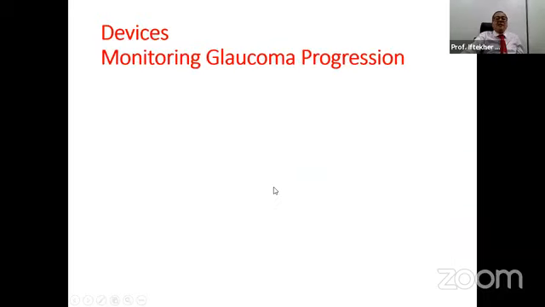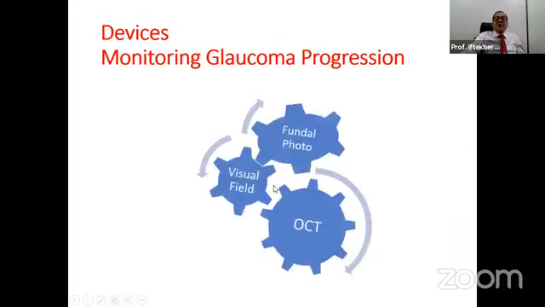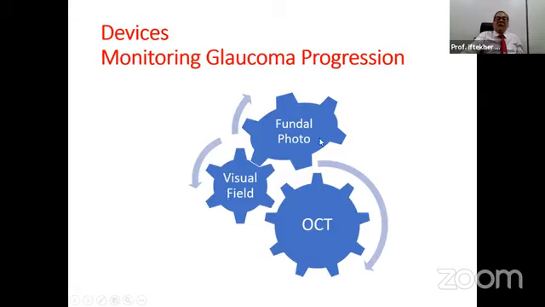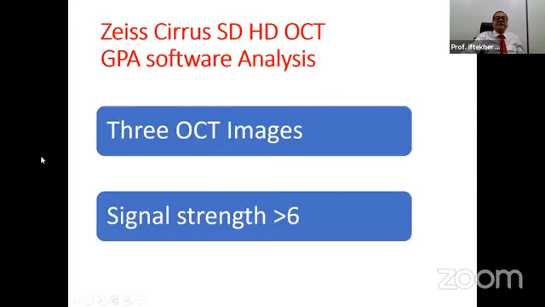Now the devices for monitoring glaucoma progression are fundal photograph, visual field, and OCT. The fundal photograph has no background data, but the visual field and OCT have background data. Visual field has subjective variation, so it varies from subject to subject, but OCT is the objective test and it has a strong database. So by OCT we can monitor the glaucoma very accurately.